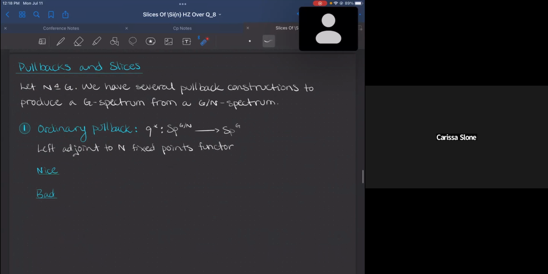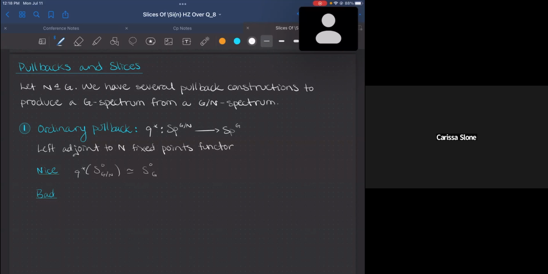Now we're ready to talk about pullbacks and slices. All right, so again, we're going to take N to be a normal subgroup of G. And we have several pullback constructions to produce a G spectrum from a G mod N spectrum. First is the ordinary pullback, Q star, from G mod N spectra to G spectra. Q star is left adjoint to the N fixed points functor. But there are some nice things about Q star and some bad things. So for example, if we pull back the sphere spectrum, we get the sphere spectrum. This is great. This is the thing that we want.